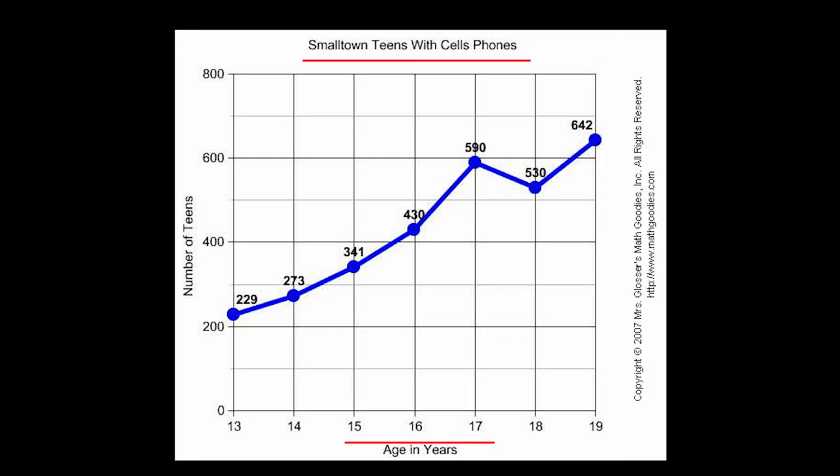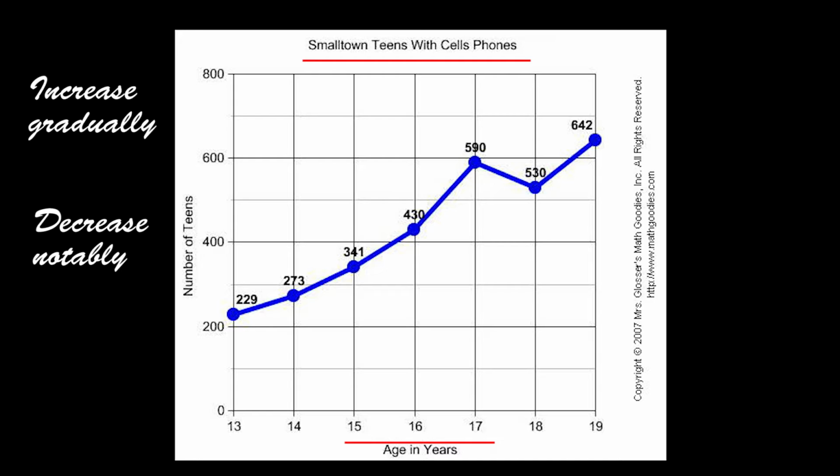This graph shows the distribution of the number of teenagers who use cell phones between 13 and 19 years old. As you can see, the number of teenagers increased gradually from 13 years to 17 years with 229 and 530 respectively. But after this, it decreased notably from 519 to 530. Finally, at age 19, it showed signs of recovery to 642.